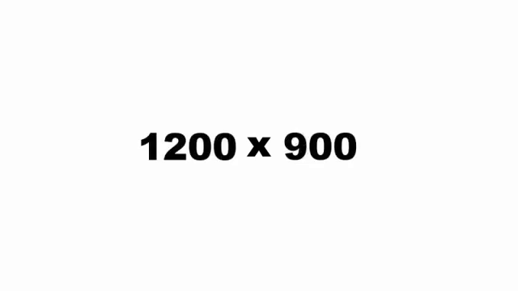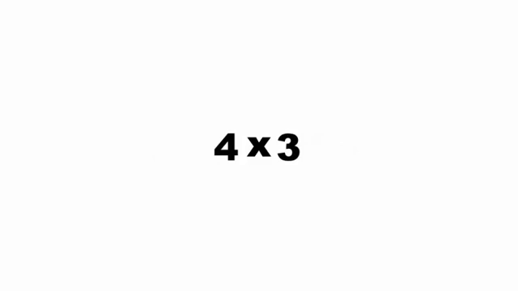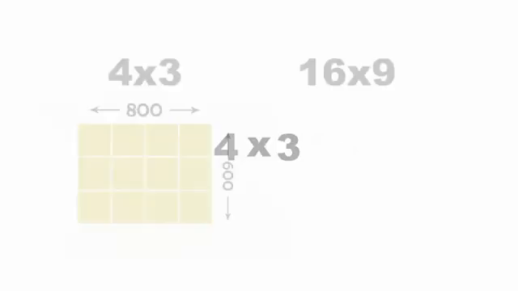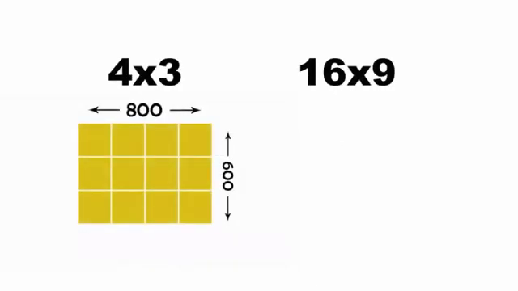Another example, 1200:900 is also 4:3. We're just dividing them in thirds. Remember, this is just the ratio of the height and the width. The number of pixels don't matter. They're both 4:3.